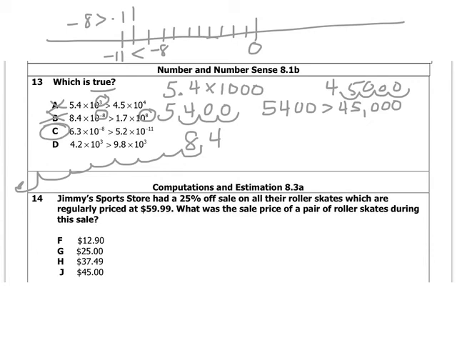If you look at the last one, it again helps to write it out. 4.2 times 10 to the third is going to be 4,200. And 9.8 times 10 to the third is going to be 9,800.